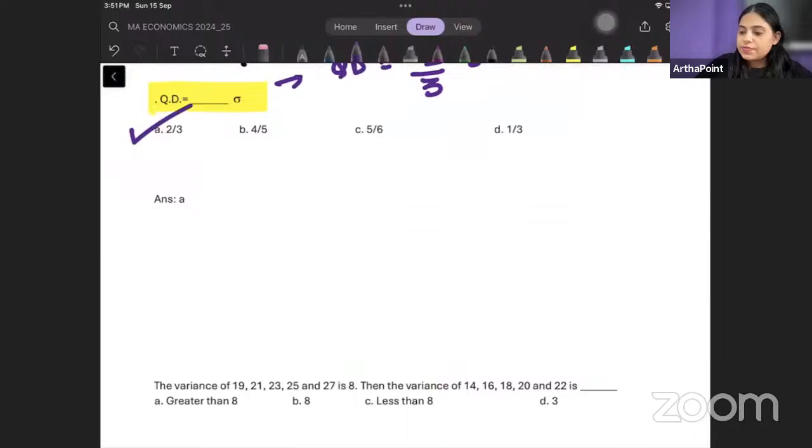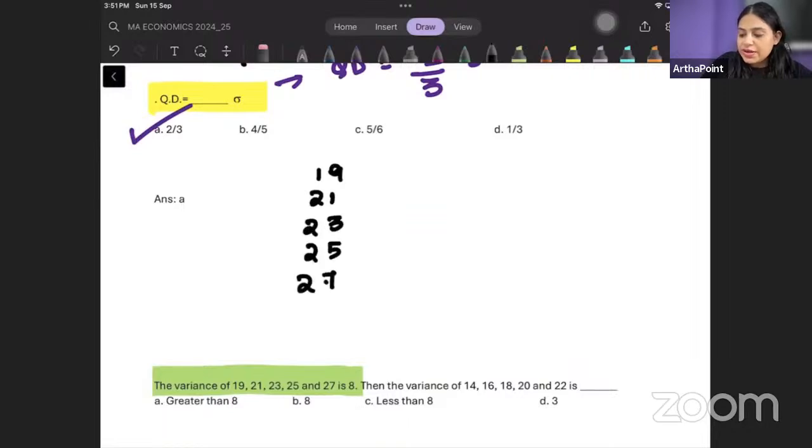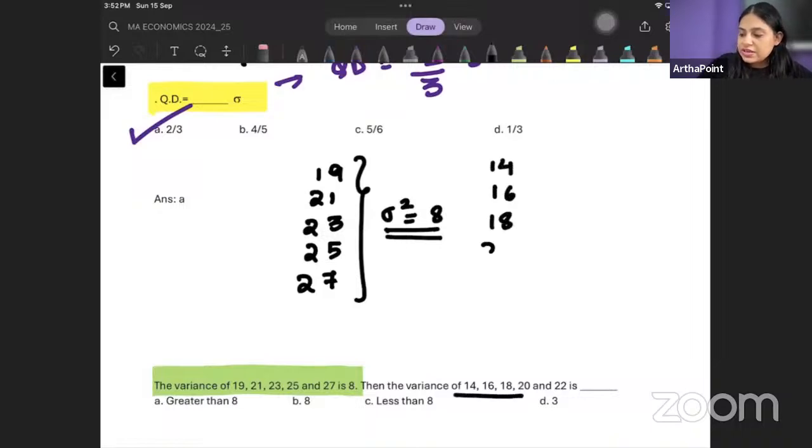Try to see this one. It says the variance of 19, 21, 23, 25 and 27 is 8. The variance of 19, 21, 23, 25, 27 is given to you as 8. The variance of 14, 16, 18, 20, 22 will be?